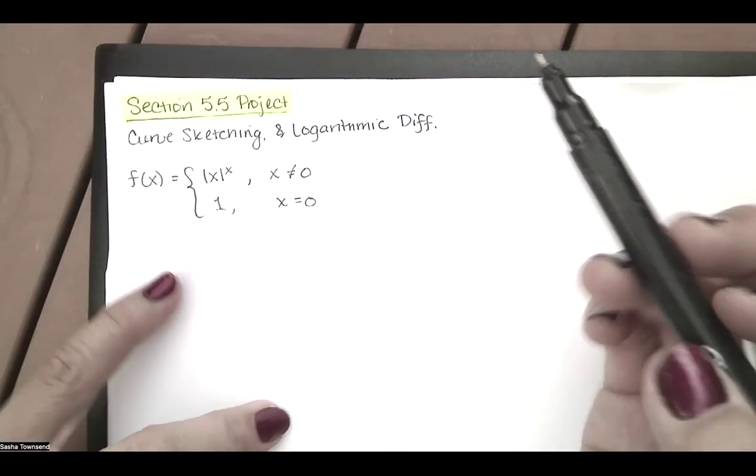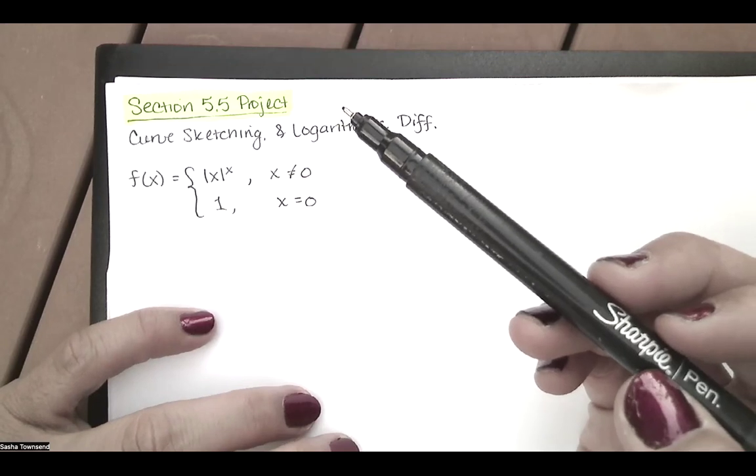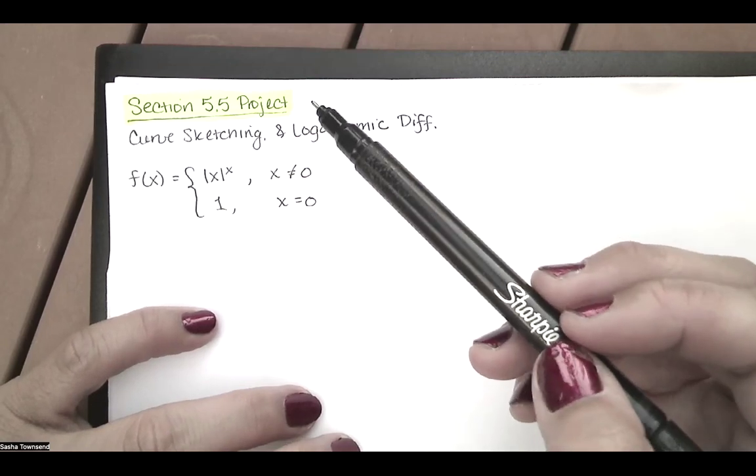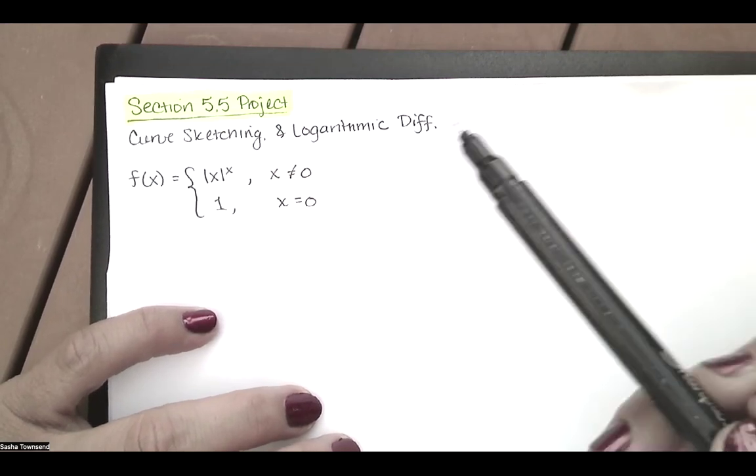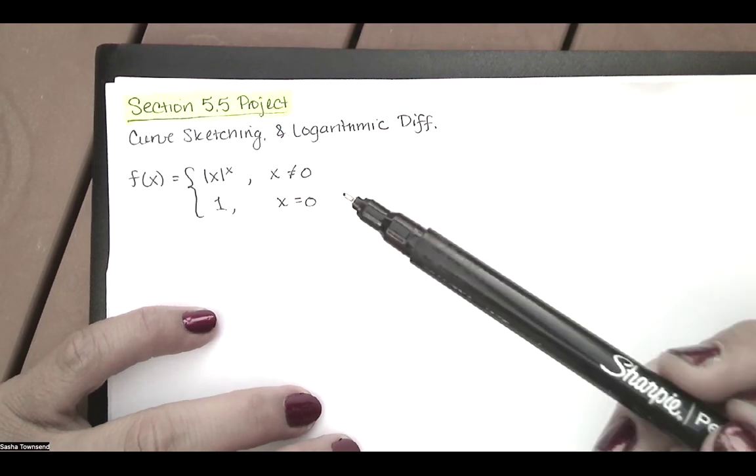In this video, we work through the 5.5 project. This is at the very end of section 5.5 exercises. Basically, it's about curve sketching and logarithmic differentiation. So we're given this function.